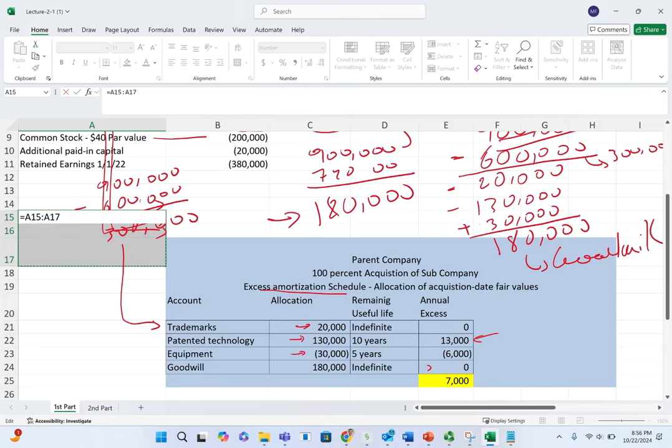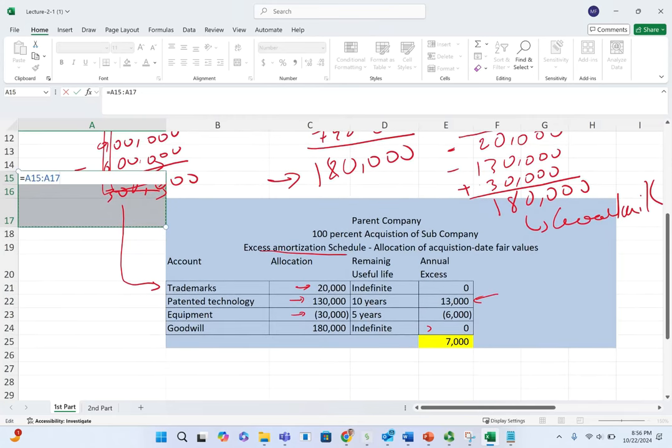Now, also what they could ask you is, what is the excess amortization because you purchased this company? Because you purchased this company, you have additional assets, and those assets are subject to, unquote, depreciation, but we call it excess amortization because you purchased the asset. Well, the patented trademark, 13,000 per year, you have to book an additional amortization. Then the equipment, this is unusual, it's a negative expense. Therefore, the net annual amortization, 7,000, and keep track of this. Just make a note of this.